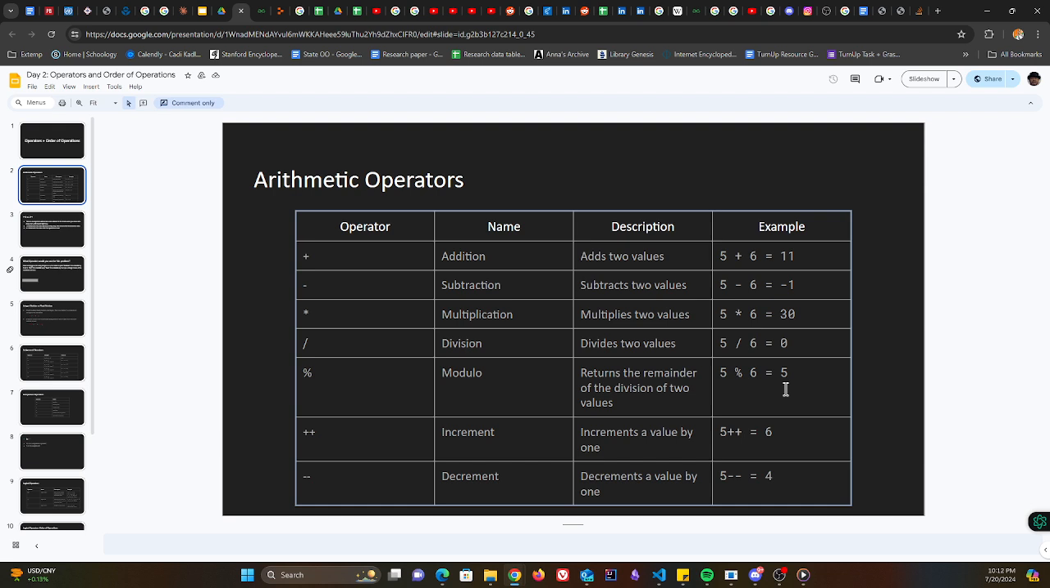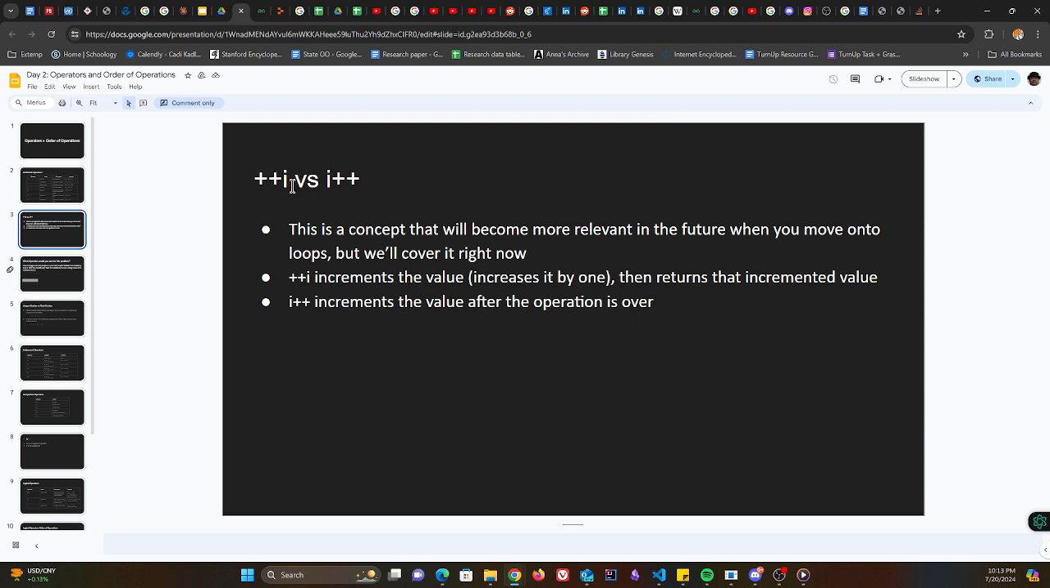So self-explanatory. And here, the plus plus symbol is called an increment. It just increments a value by 1, it increases it by 1. Here we have 5 plus plus equals 6, 5 increased by 1 equals 6. And minus minus, that's just the decrement. It decrements a value by 1. So 5 minus minus, 5 minus 1 equals 4. Pretty self-explanatory.